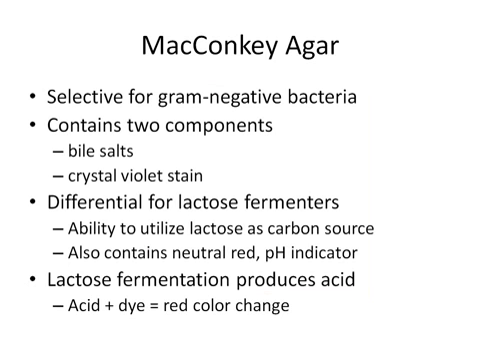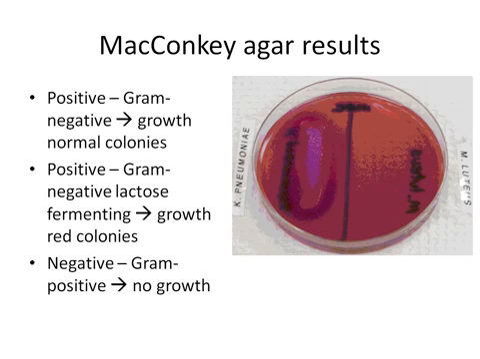Our last media for the day is called MAC, or McConkey agar. McConkey agar is almost identical to EMB agar, except it is composed of different colors, so you get different color responses. It is selective for gram-negative bacteria, just like the EMB. The two components of McConkey agar are bile salts and crystal violet. If we flip the page, we can see what colors we would achieve.